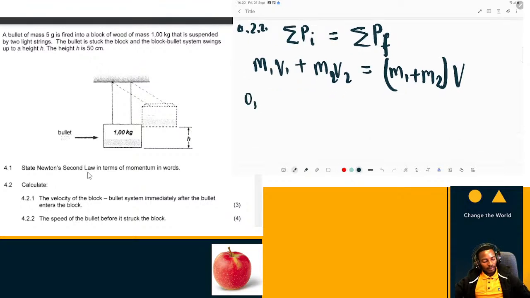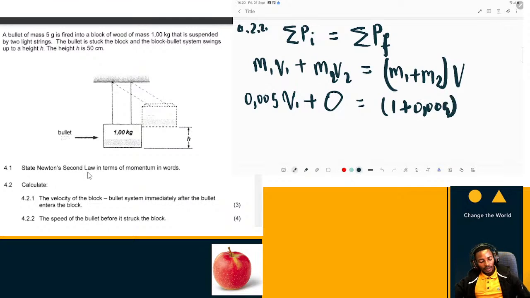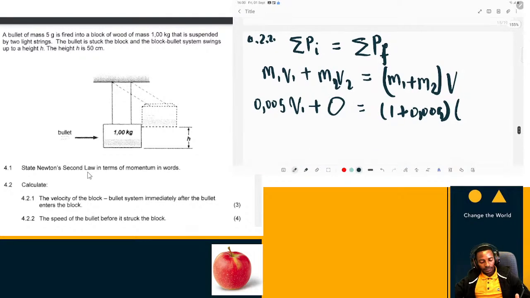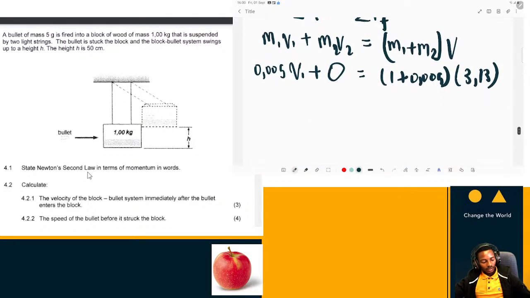So we know the mass of the bullet is 0.005 times the velocity we're looking for. The block was stationary, so the velocity is 0, so the momentum is 0 because mass times 0 is 0. Then the combined mass is 1 plus 0.005, times the velocity after the collision, which we found to be 3.13. So we're going to have 0.005 Vi equal to 1.005 times 3.13. This is 3.14565.